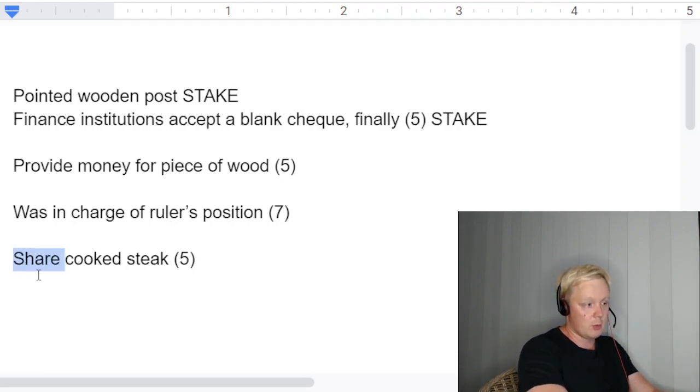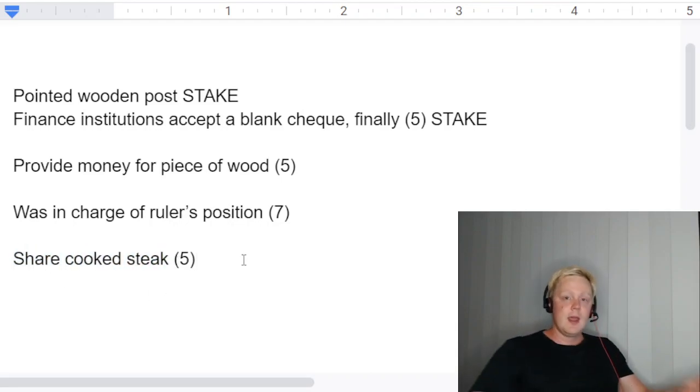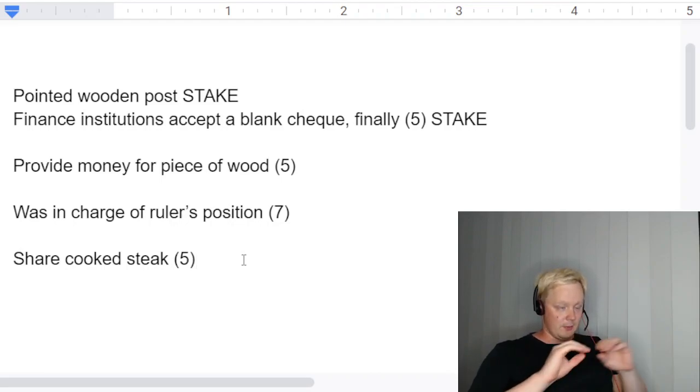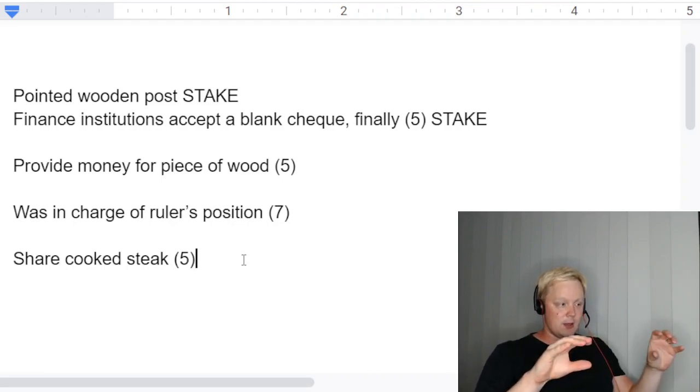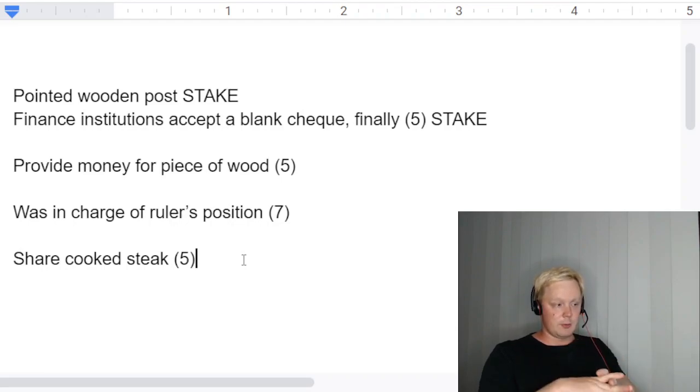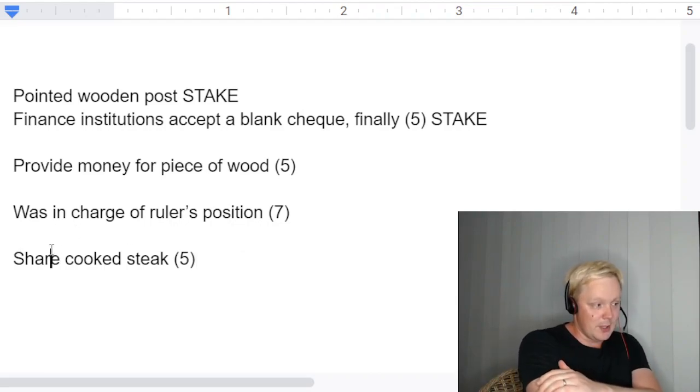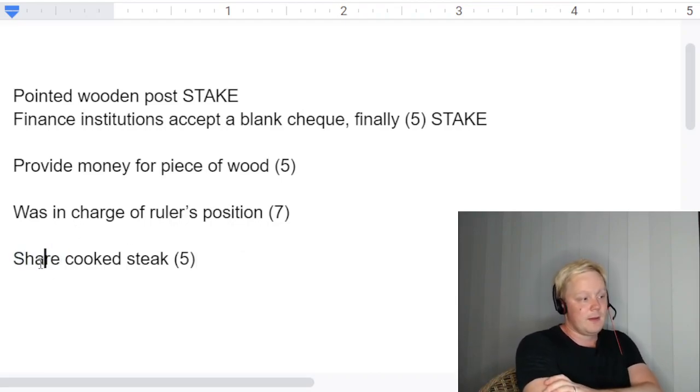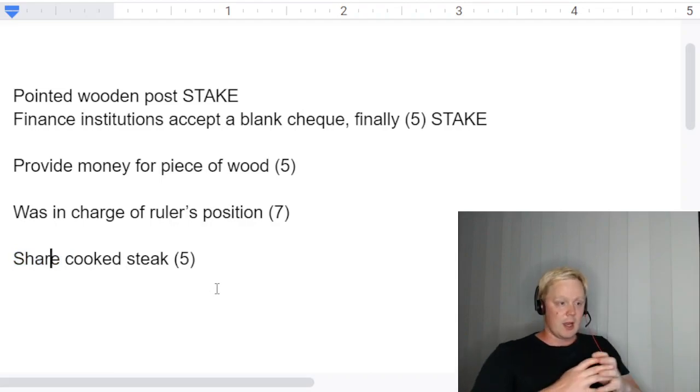So share is the verb, what you do, and you share something, and what you share is a cooked steak. That is called the surface reading, like how you would read this as a normal sentence if you didn't know it was a cryptic clue. The surface reading often has no relevance to how you need to solve it and how you need to read the words. So here, for example, you needed to treat this share as a noun to make it out as a definition for steak.